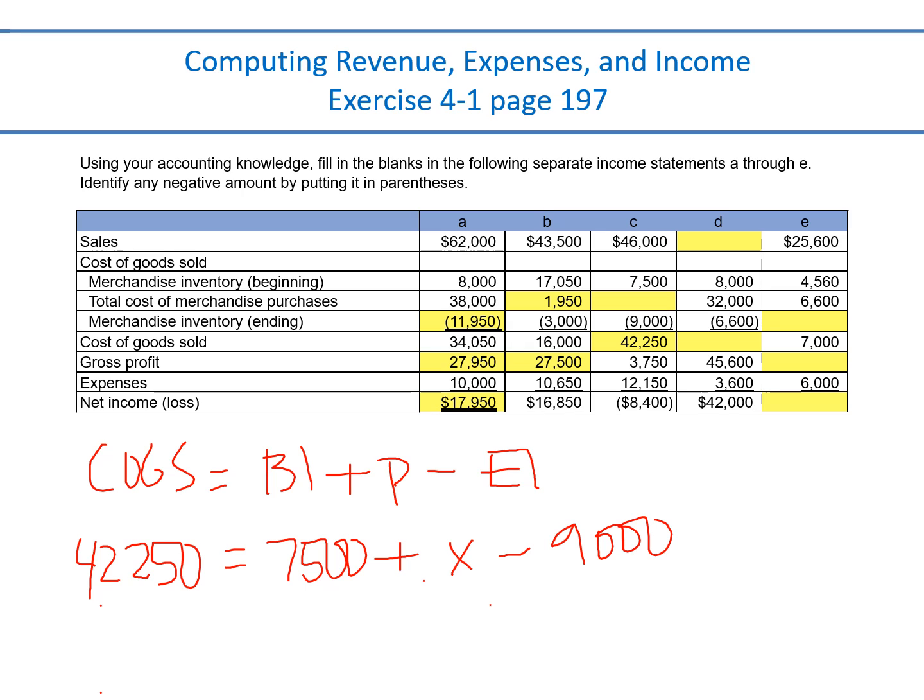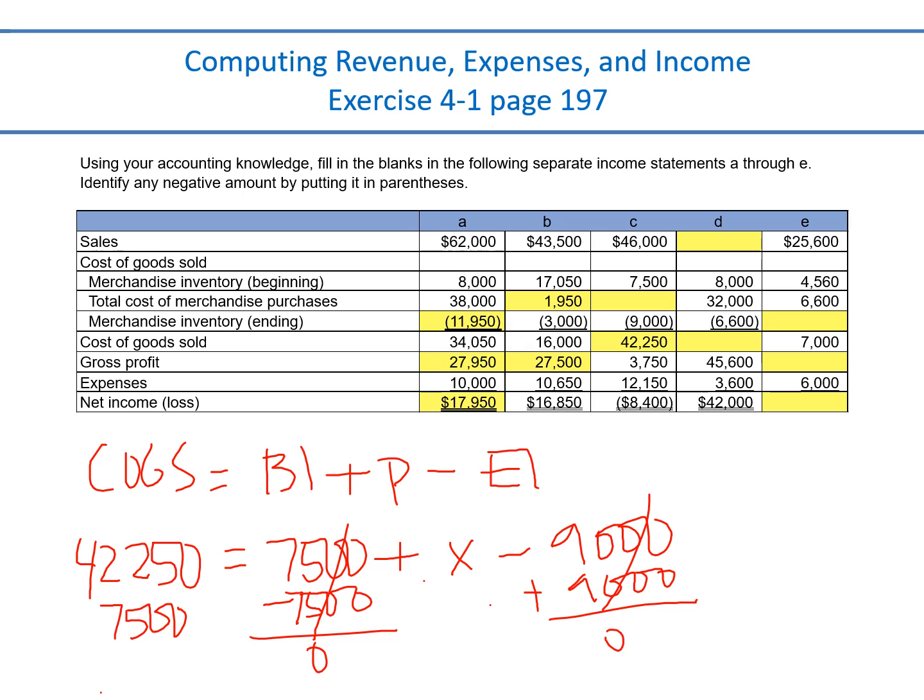So if we subtract 7,500 from both sides, that makes us go to 0. And if we add 9,000 to both sides, that makes that go to 0, right? Then we know that x is 42,250 minus 7,500 plus $9,000 is 43,750. Okay.